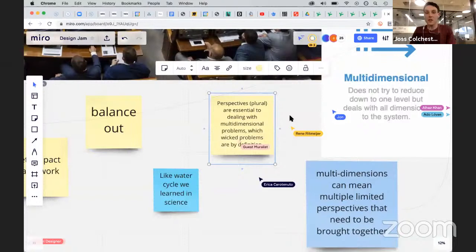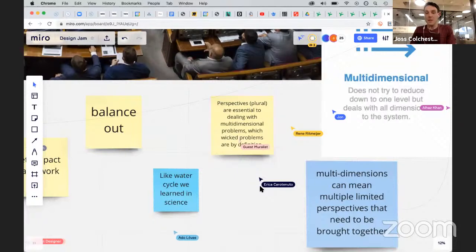Perspectives, plural, are essential to dealing with multidimensional problems, which wicked problems are by definition. So we try to understand something not by finding the one person who knows that thing best or the expert. We try to understand them by synthesizing many different perspectives. I think with complex phenomena, there can't really be one right answer. You know, something simple, the weight of a chair, there is one right answer to that. But something very complex, there is no one right answer to it. And I think you have to synthesize many different perspectives. The best answer is one that synthesizes many different perspectives.